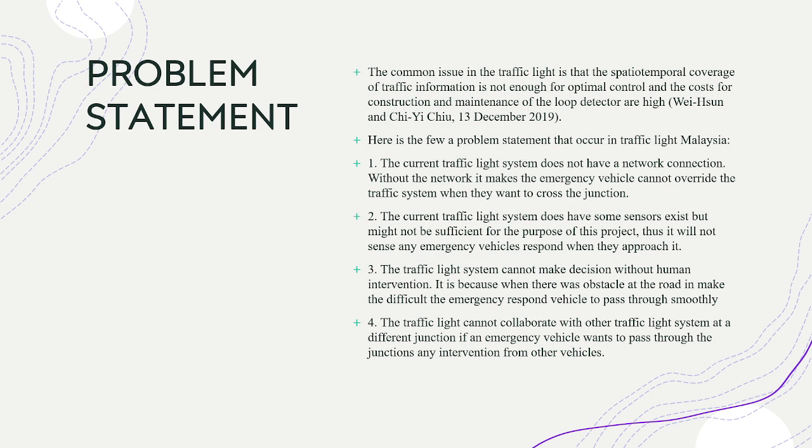First, the current traffic light system does not have a network connection. Without a network, the emergency vehicle cannot override the traffic system when it wants to cross the junction. Second, the current traffic light system has some existing sensors but they might not be sufficient for the purpose of this project, so it will not sense an emergency response vehicle when it approaches. Third, the traffic light system cannot make decisions without human intervention. When there is an obstacle on the road, it makes it difficult for the emergency response vehicle to pass through smoothly. And the last one, the traffic light cannot collaborate with other traffic systems at different junctions if an emergency vehicle wants to pass through a junction without intervention from other vehicles.